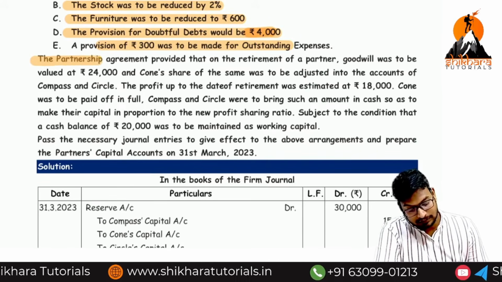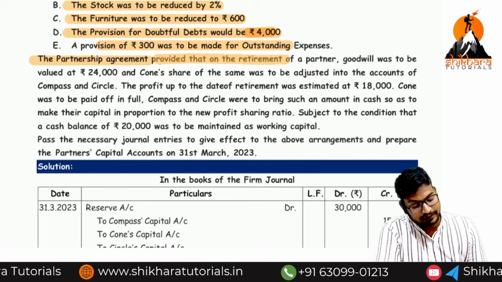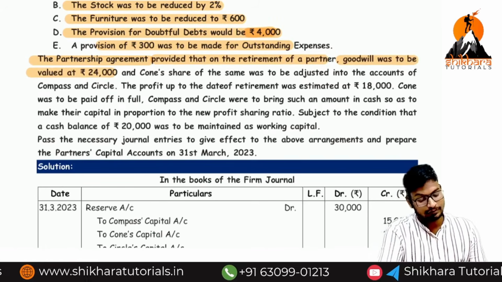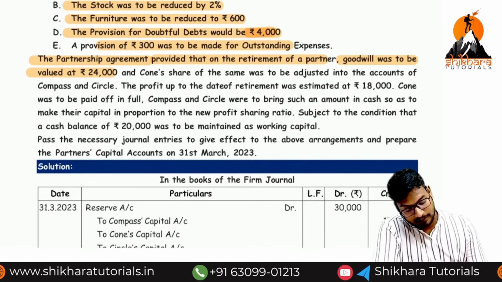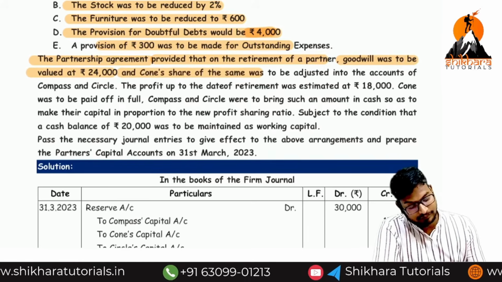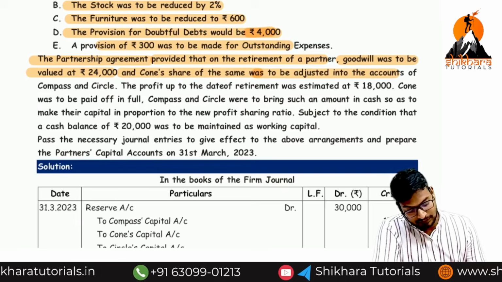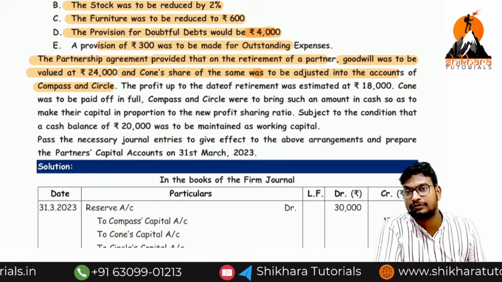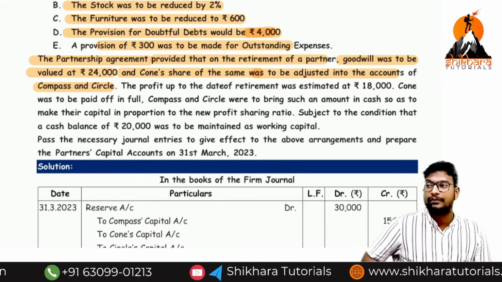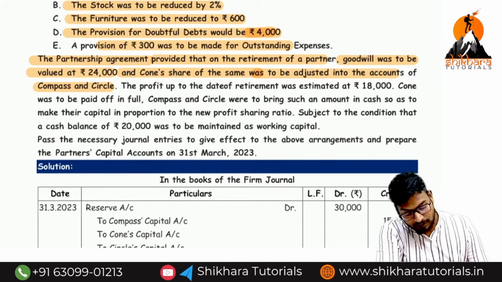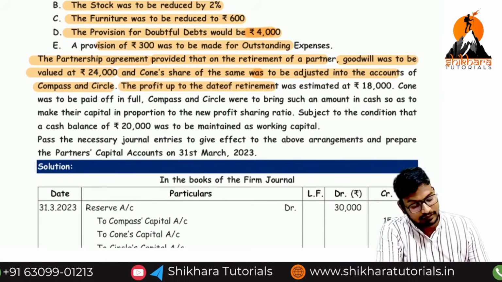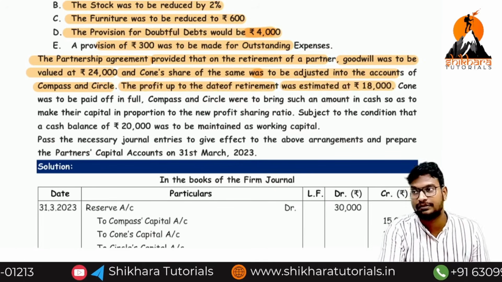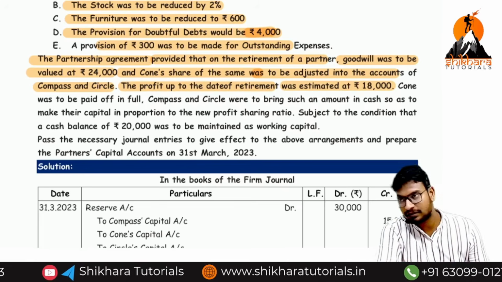The partnership agreement provides that on the retirement of the partner, the goodwill was to be valued at how much, Amma? 24,000. And the Cone's share of the same was to be adjusted into the account of Compass and Circle. So that means we need to find out the gaining ratio and we need to write that entry. What is the entry, Amma? Gaining partners account debited. The profit up to the date of the retirement was estimated at how much, Amma? 18,000. So this is the special point of this question.